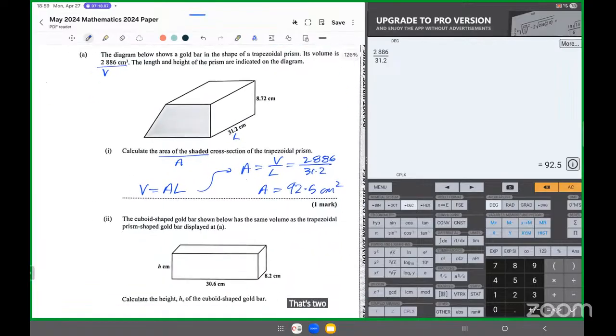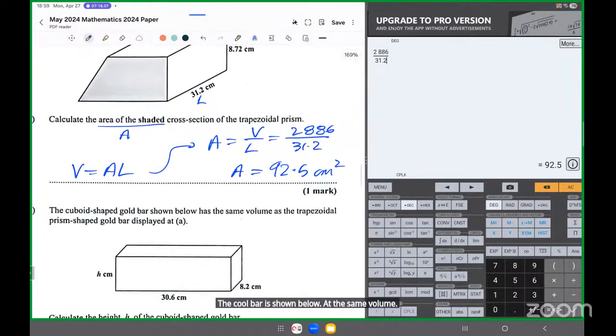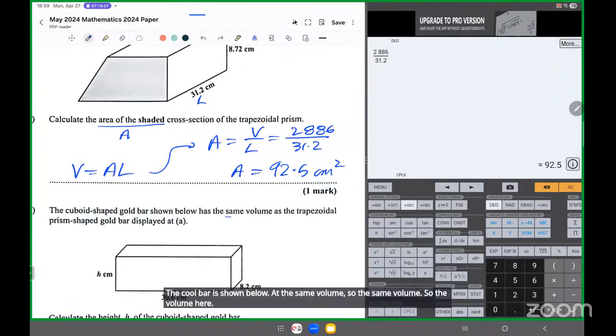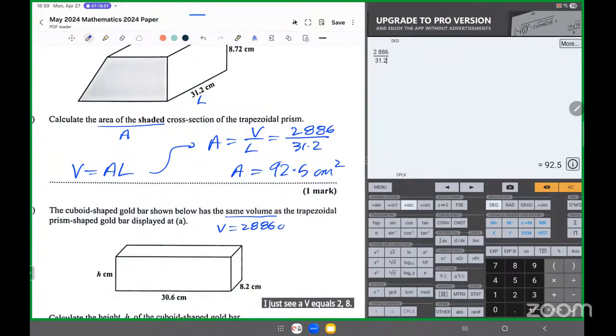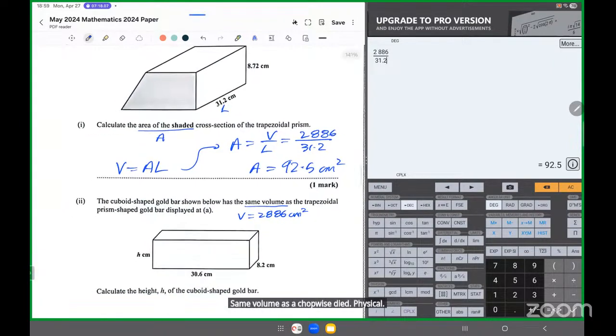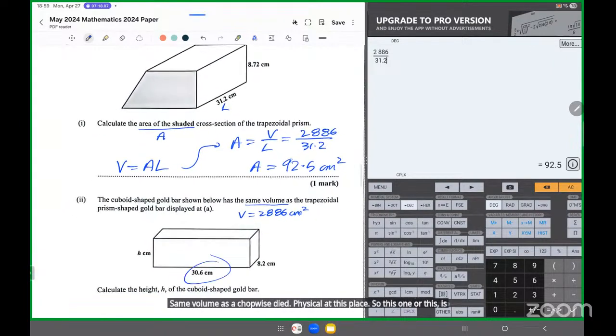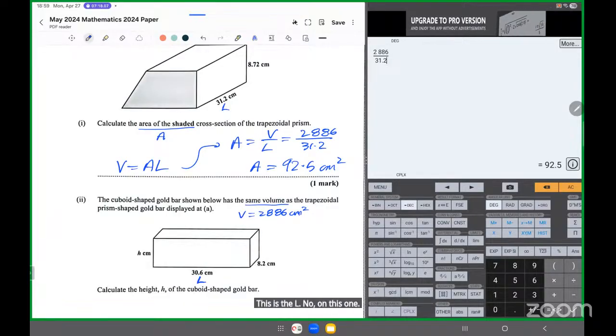92.5. Next one. It says the cuboid gold bar shown below has the same volume. So V equals 2886 cm cubed, the same volume as the trapezoidal prism. This is the L on this one. Using the same formula again. It says calculate the height H.